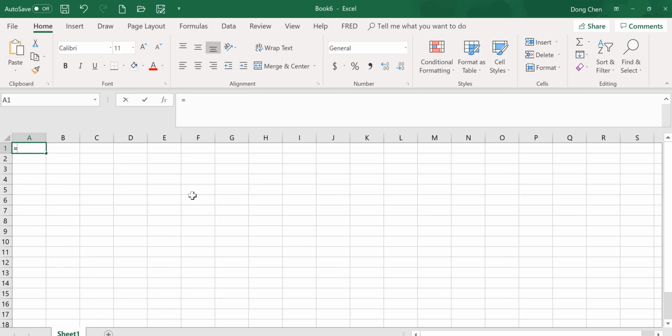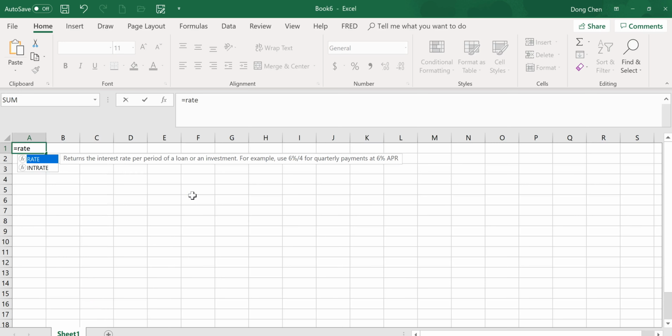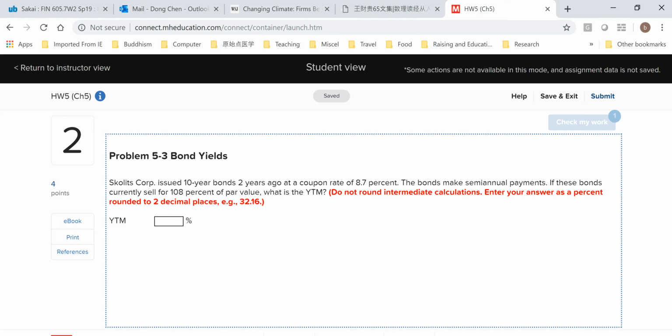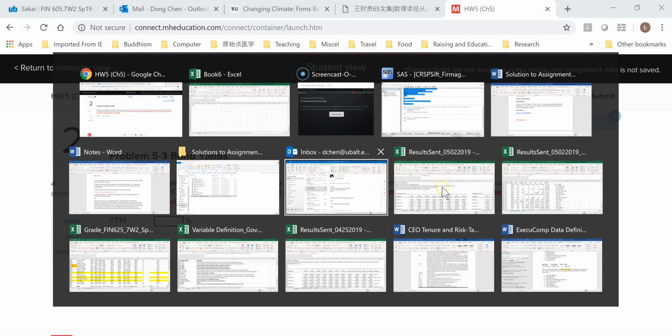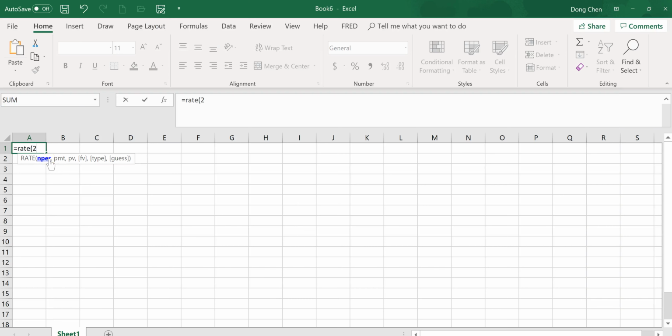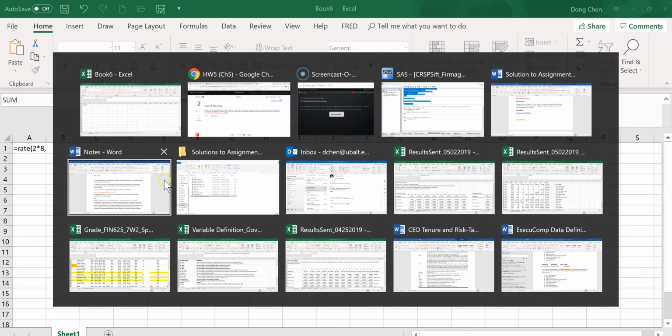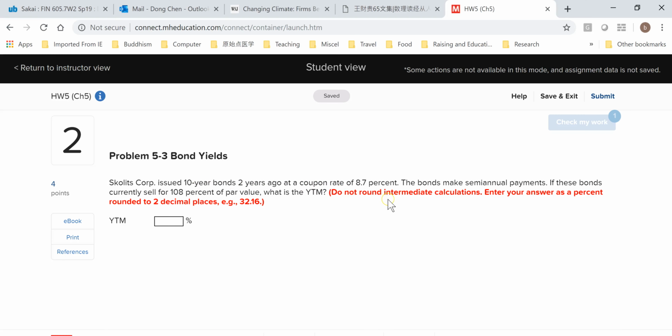So for the rate function, if you type equals rate, open parentheses, you can notice a number of arguments. The first one is the number of payments. Because this bond has an 8-year remaining maturity, and it's a semi-annual payment schedule, we should multiply 8 by 2, and that's the number of payments. So it's 2 times 8. And the second argument here is the payment. That stands for the coupon payment.